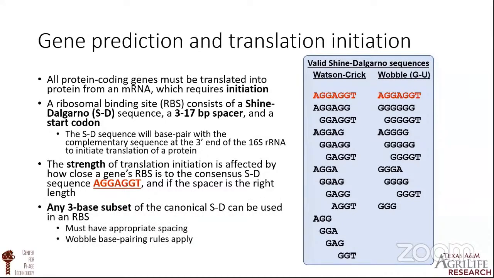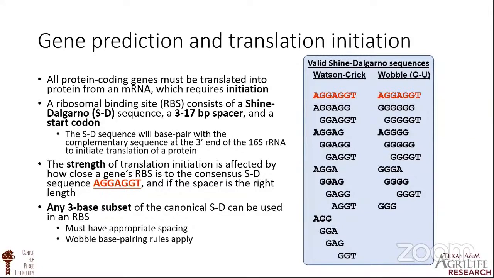Any subset of that sequence could be used as a potential ribosome binding site with appropriate spacing. So on the right here, the box shows potential valid Shine-Dalgarno sequences. In the cell, translation is initiated from messenger RNA. But since we're looking at this in the context of genome sequences, it's shown here as how it appears in the DNA sequence, since all annotations are conducted on DNA sequence, and DNA sequence is what you're going to be looking at all the time during this process.